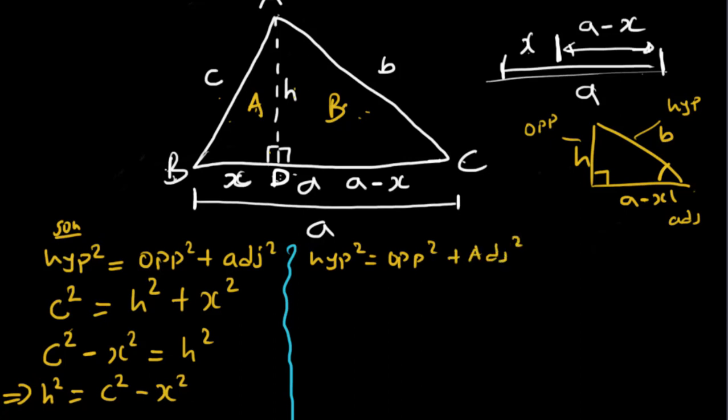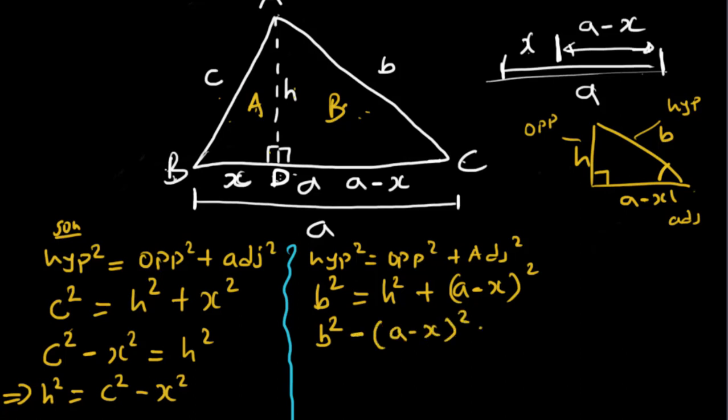I will be having hypotenuse square, that is b squared, equals opposite square h squared plus adjacent square. Now, this will be (a minus x) squared. Do you understand? So I can make h squared the subject of the formula. So I should be having b squared minus (a minus x) squared equals h squared. Do you understand this? So we have h squared here, we have h squared here.